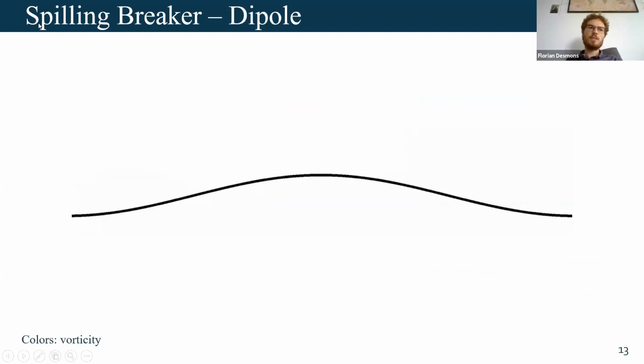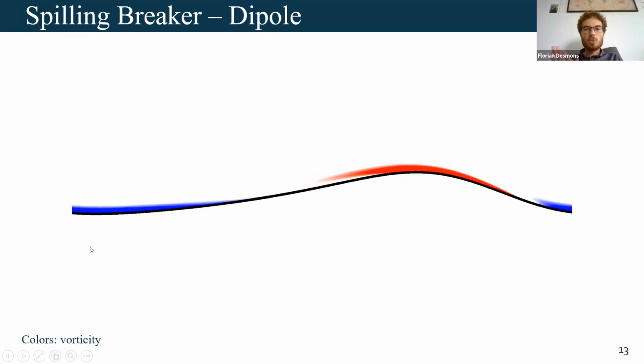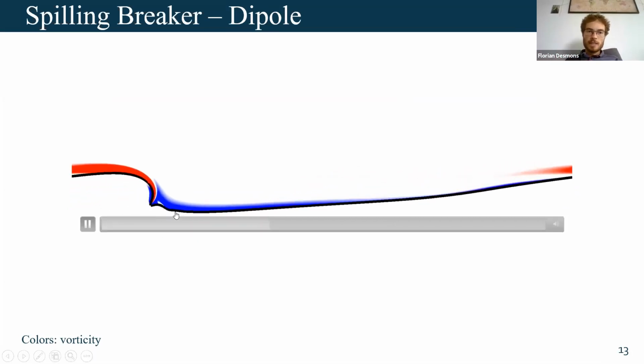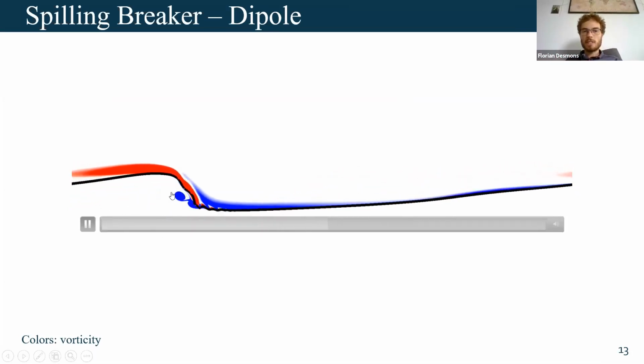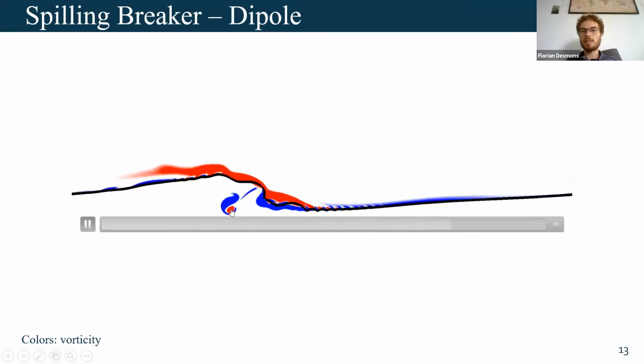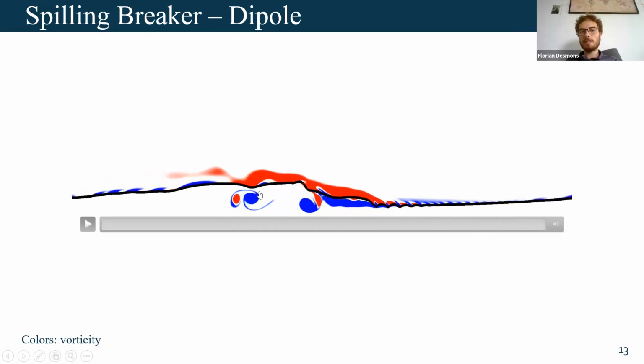Now, if I'm presenting the spilling breaker with dipole, again, the wave will start to break, and there's the first vortex generated, a second one, and there will be an interaction between the vortex modifying the surface motion. As you can see, there is a first dipole here, and there is a second one which is created at the end of the simulation.